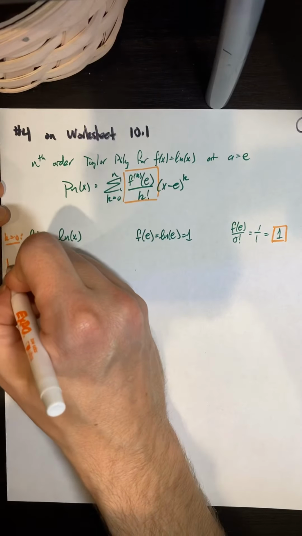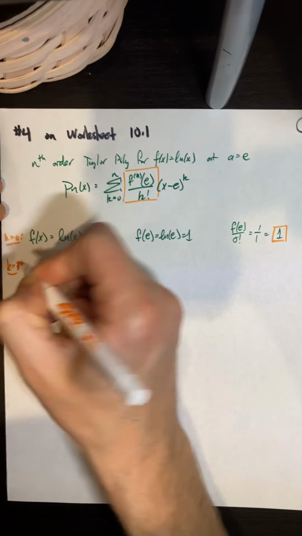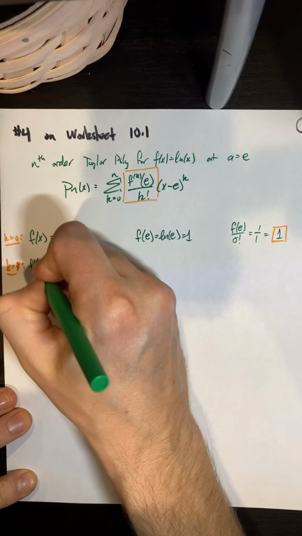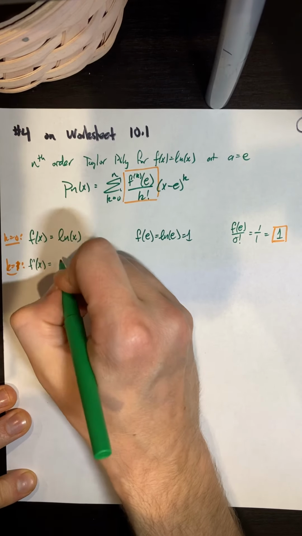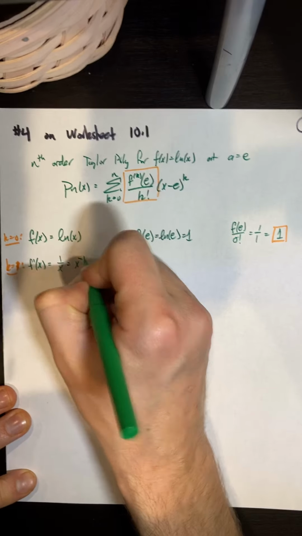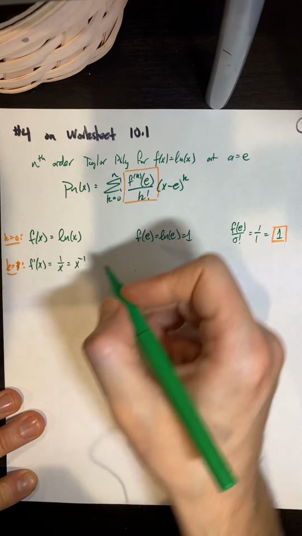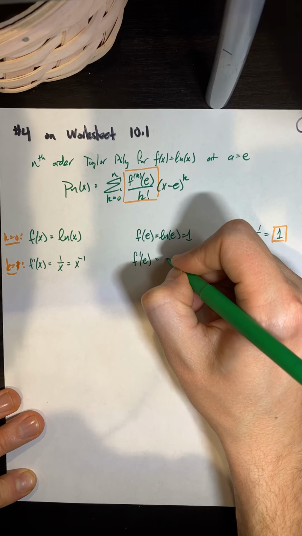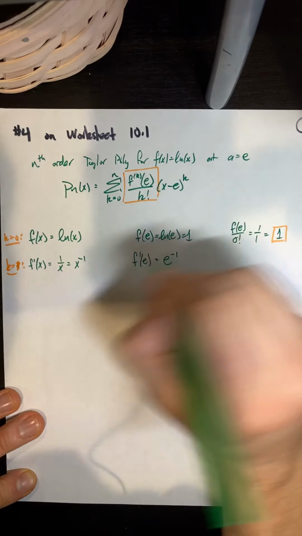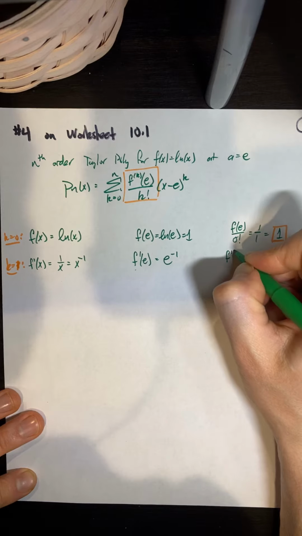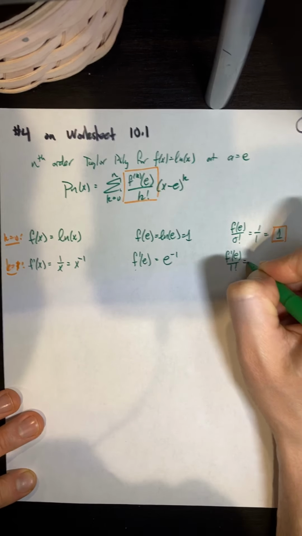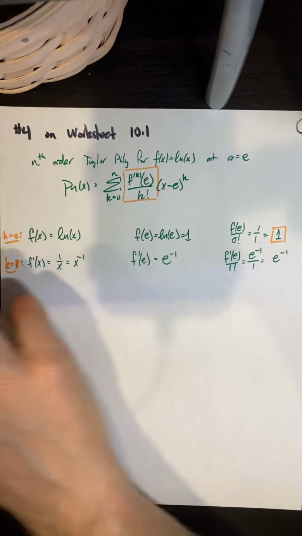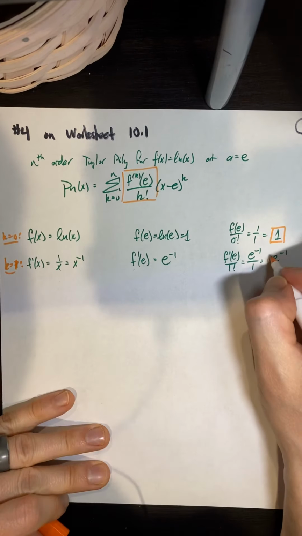Now for k equals 1, that means I have to do the first derivative. The first derivative of ln is 1 over x. I'm going to write that as x to the negative 1 because I know I'm going to have to do the derivative at some point. So f prime of e would simply be e to the negative 1. And so f prime of e over 1 factorial is e to the negative 1 over 1, which is just e to the negative 1. This is my second term.